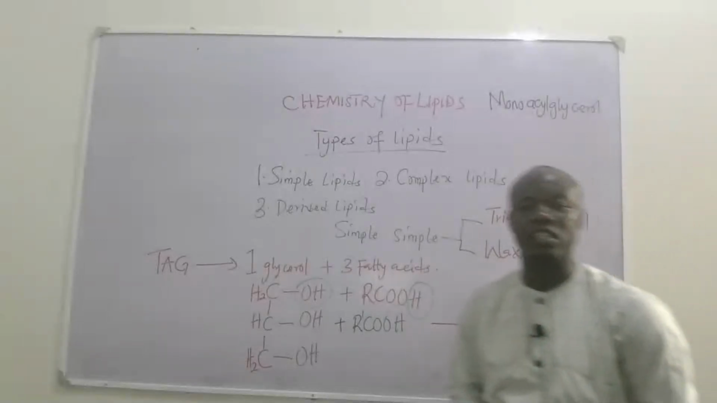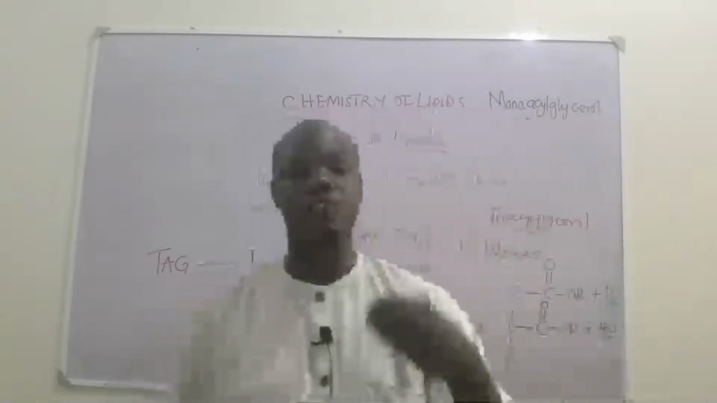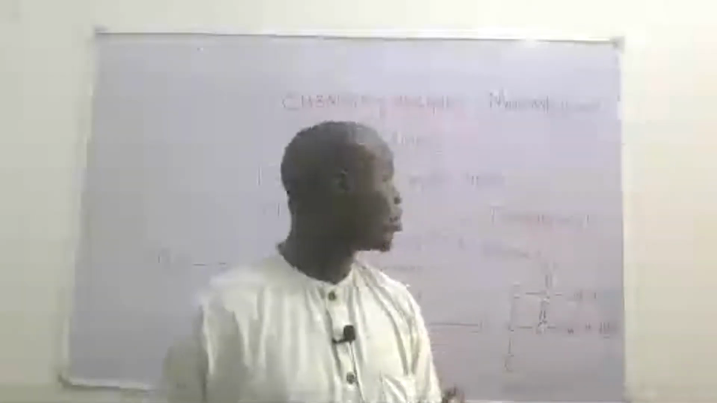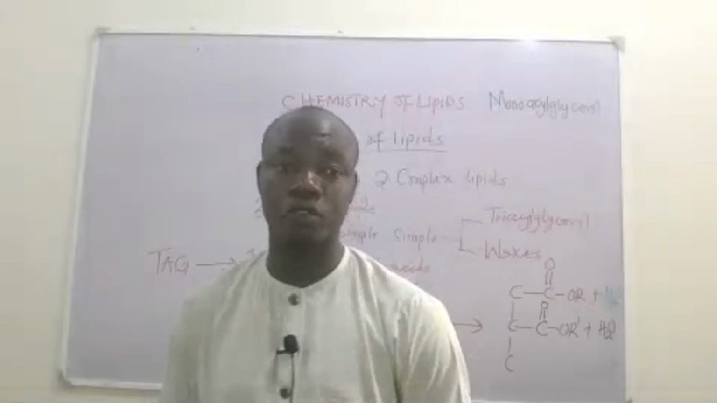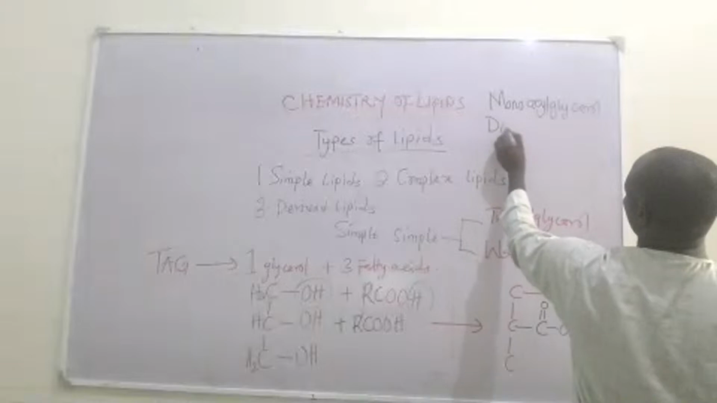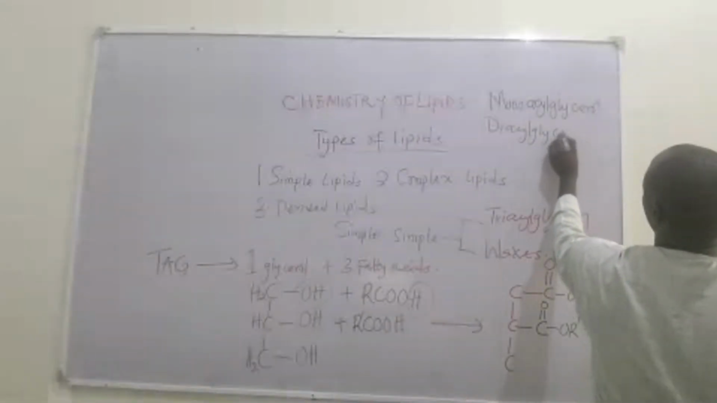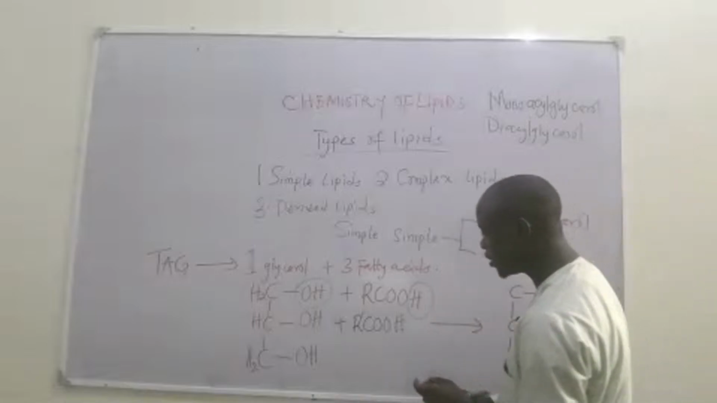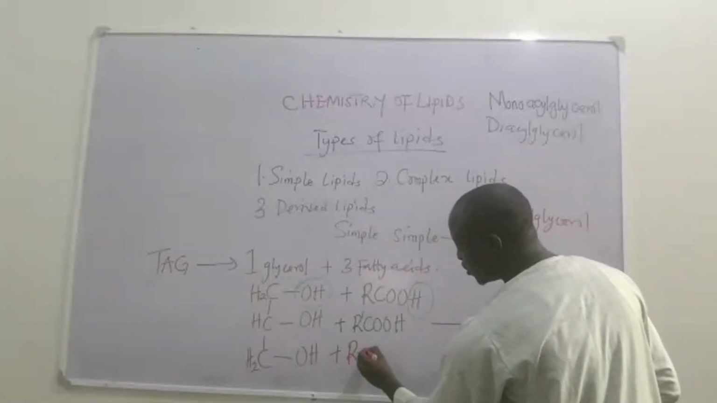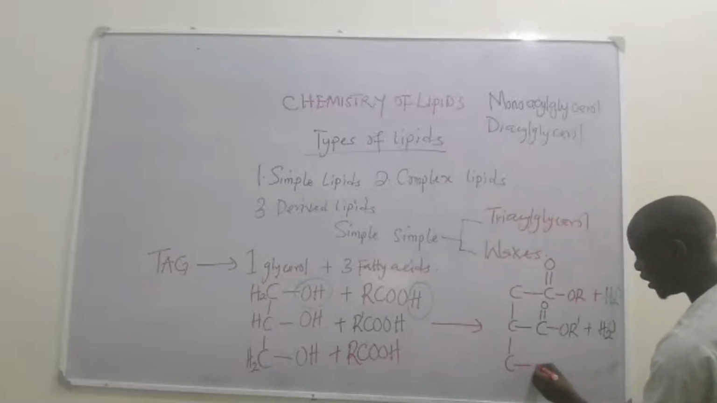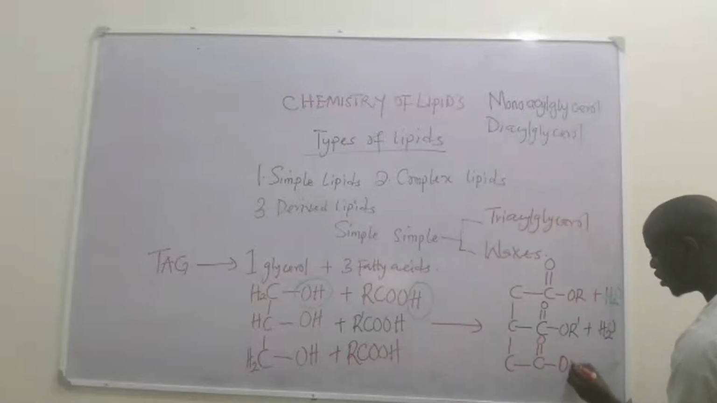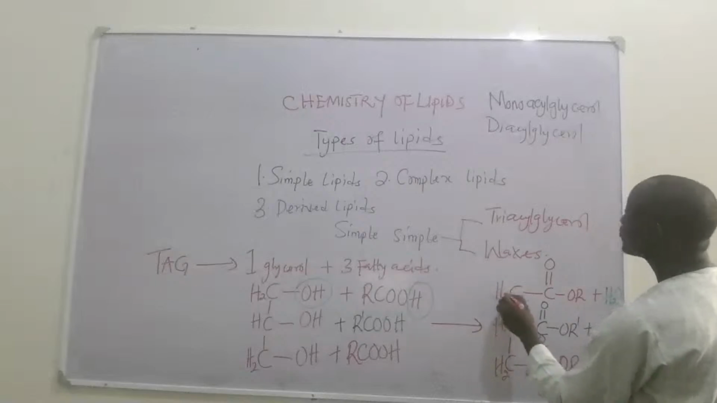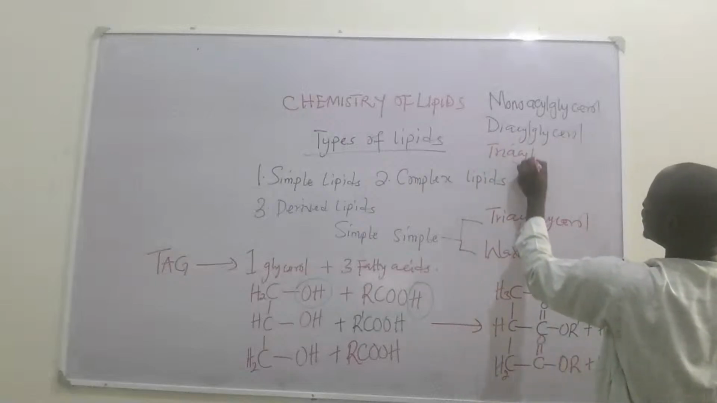If two fatty acids esterify the two OH groups, then it's called diacyl glycerol. And if we have three different fatty acids, another fatty acid here, RCOOH, esterifies another OH group with the release of a water molecule, then it is called triacyl glycerol.